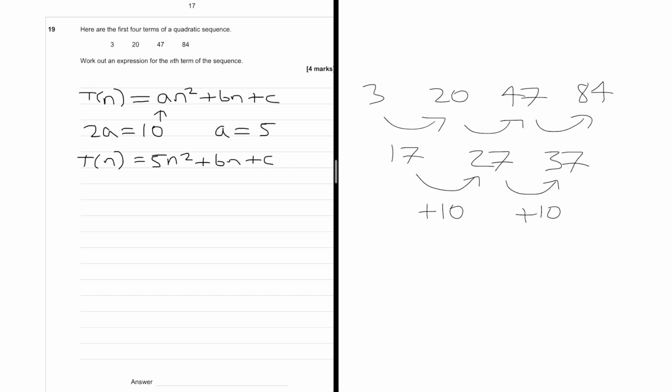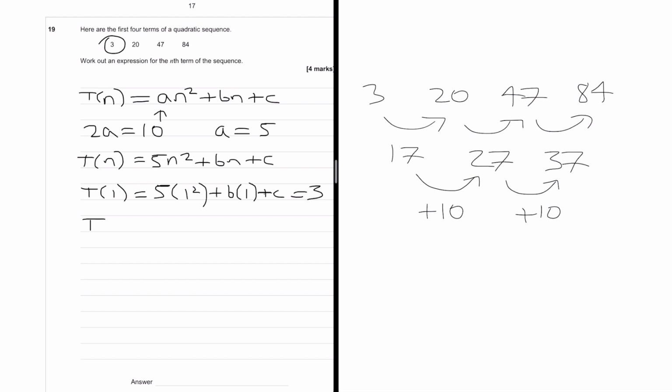So the way we can go about doing this is, let's work out our first term. So we know that t of 1, i.e. t of when n is 1, which is here, is equal to 3. If we fill this in, we have 5 times 1 squared, because remember this is the first term, so we substitute a 1 in wherever we have an n, plus b times 1 plus c equals 3.